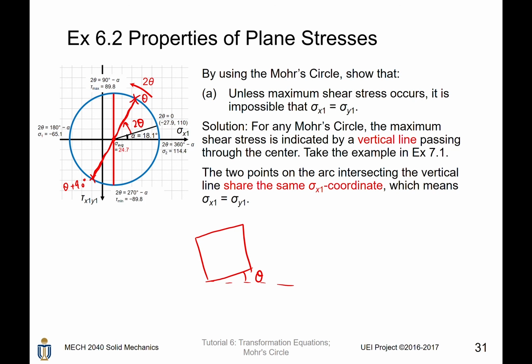Here is theta. Then by treating the stress element in this way in Mohr circle, you will find that at this surface the direct stress is something like this, while at this surface the direct stress is something like this. They are different. They are always different until you draw a very perfect vertical line passing through the center of the Mohr circle. Then you will see on every surface of the stress element they will have the same direct stress, which is just the average direct stress.